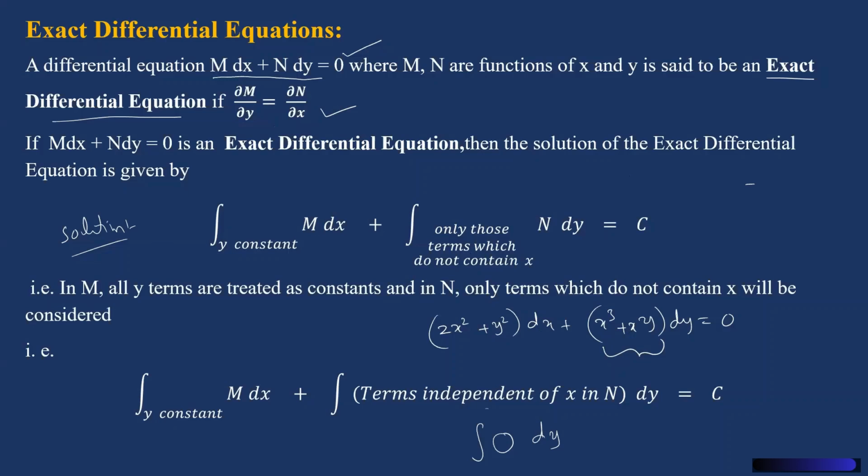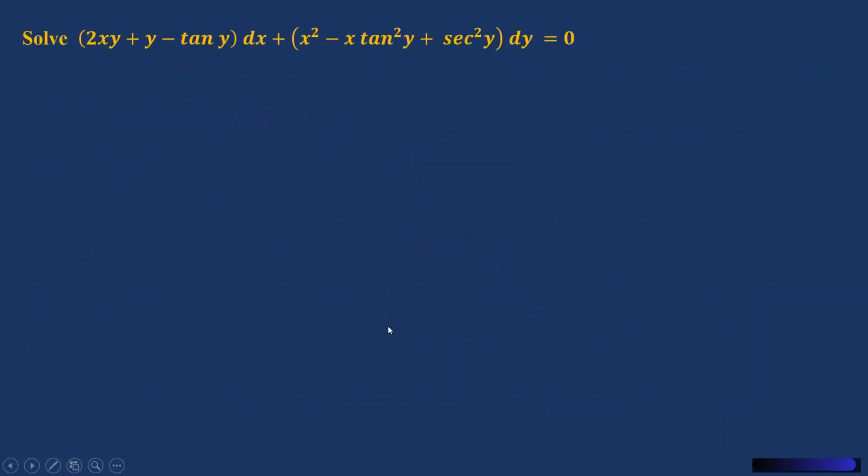Okay, so let's see this by taking a simple example. Look at this problem. As I told you, the question is similar to M dx plus N dy is equal to 0. Keeping that in view, I'm just writing what M and N are. Let M be the coefficient of dx, so it is 2xy plus y minus tan y. It is M.